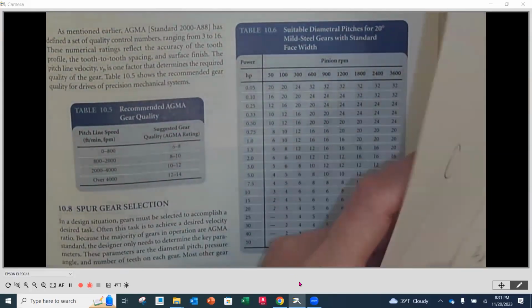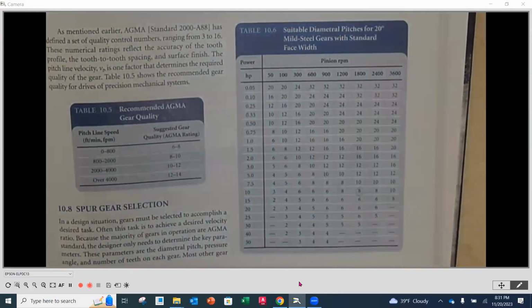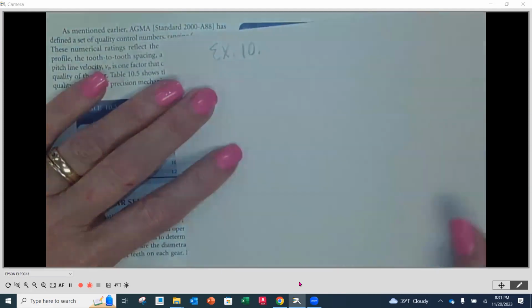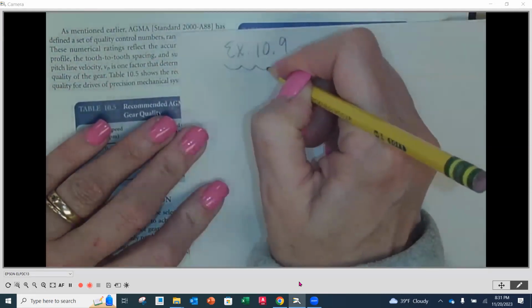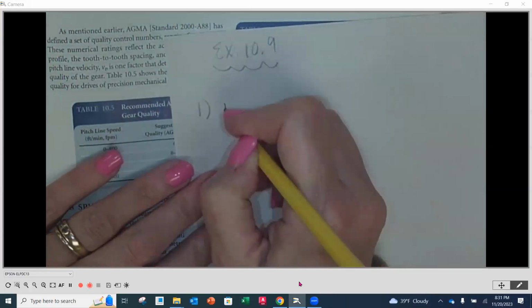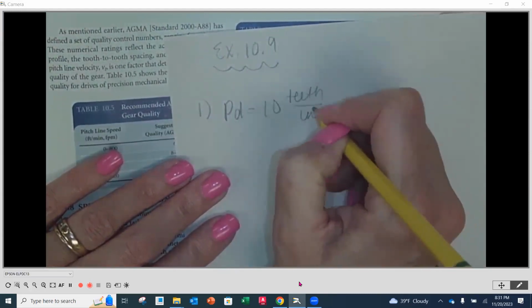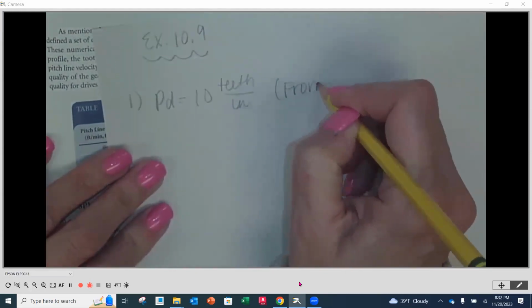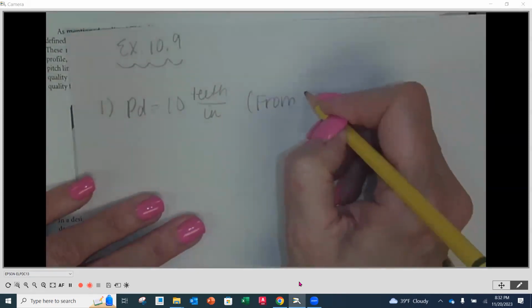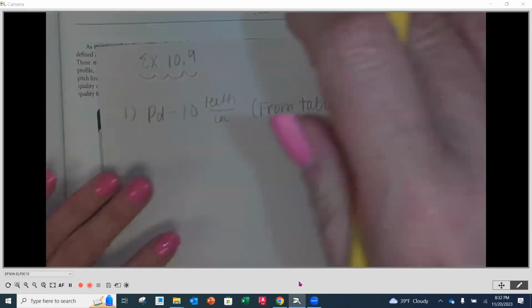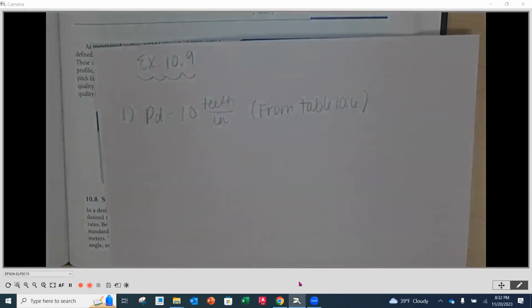So for our step number 1 here, our diametral pitch is going to be 10 teeth per inch, and this is from table 10.6. Now, if you are specifying from a specific vendor, you will have their catalog open and look at what they have available in this size.